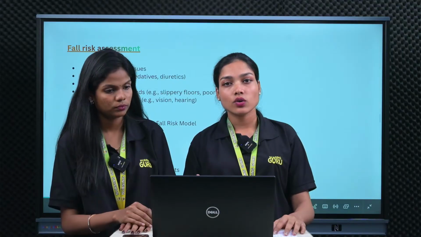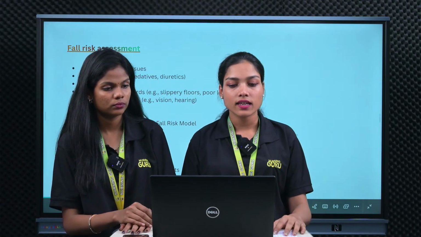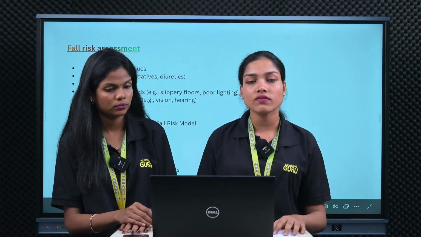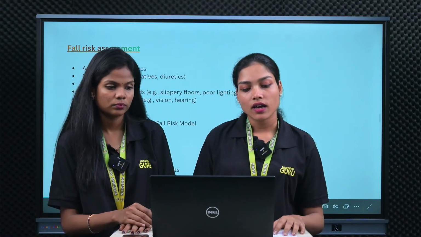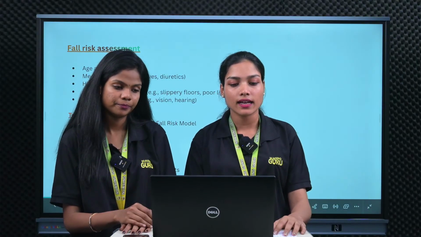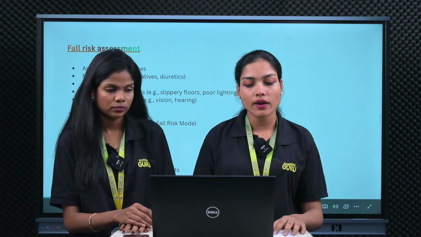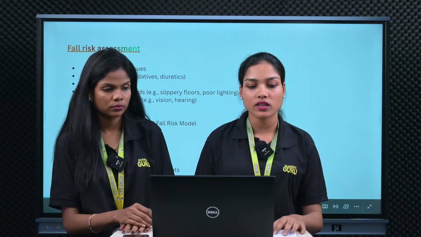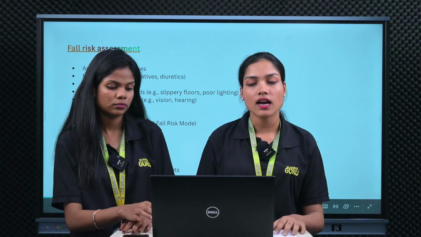Then tools. What are the tools we are using? Morse Fall Scale and Hendrich II Fall Risk Model. These are the tools we use in fall risk assessment. Then intervention. Under intervention, first one is bed rails and alarm, then non-slip socks and adequate lighting, and the last one is regular checks on high-risk patients. These are the main interventions we do in fall risk assessment.